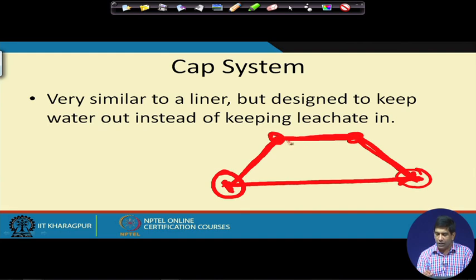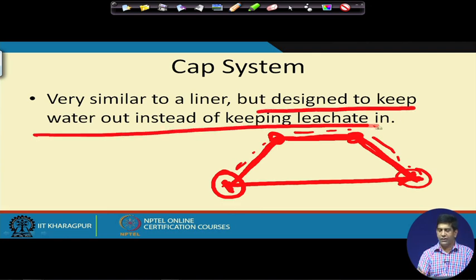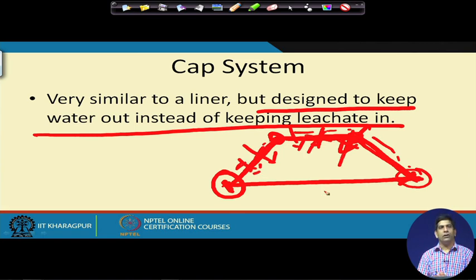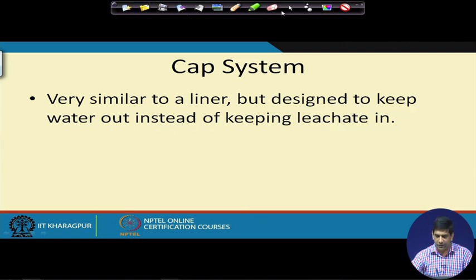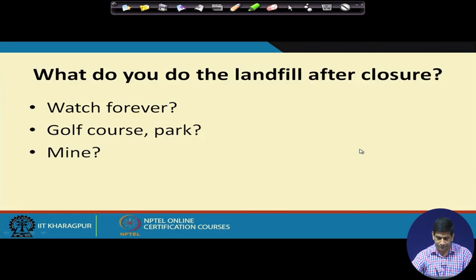So, at the end and on top of this, and also on top of this side, top here and top here, we have to have a design, the cap system design. It is designed to keep the water out and keep leachate in. We don't want any water percolating through. So, we try to design a system in such a way that water should not come in. That's the important point in terms of the cap system design.